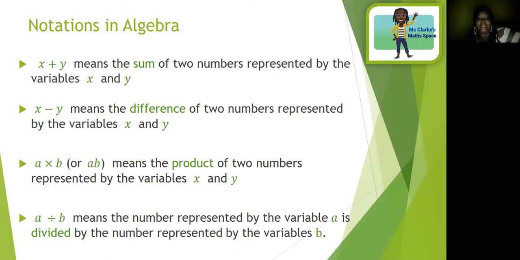And we have a divided by b, which means that the number represented by the variable a is divided by the number represented by the variable b. Moving on.